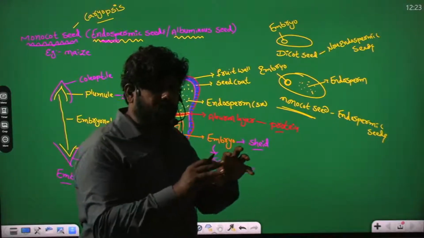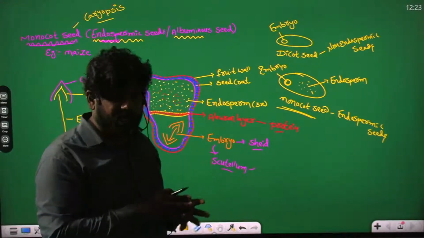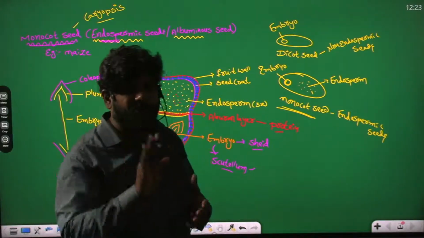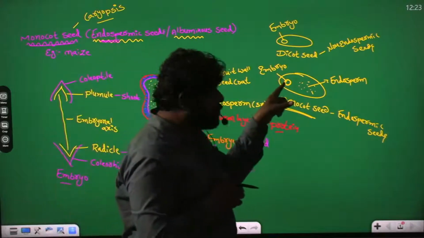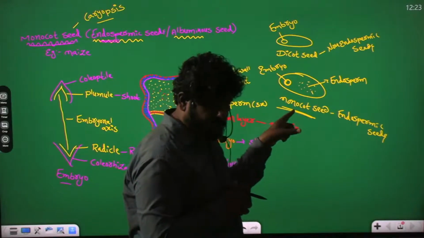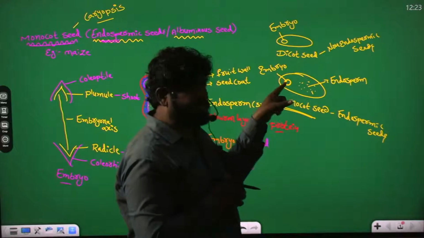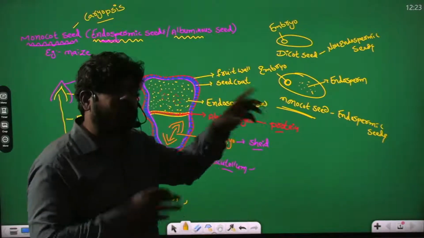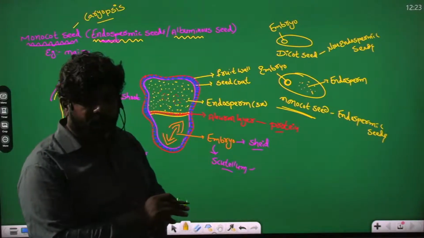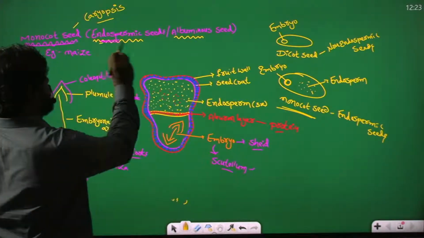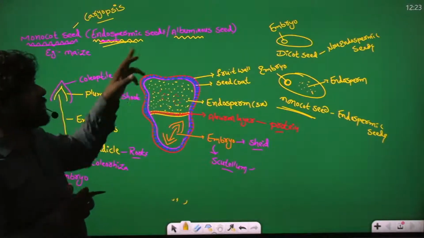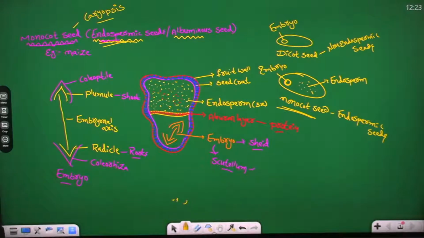Out of 100% of endosperm, 30% is consumed, 70% is remaining; 60% consumed, 40% remaining. So in monocot seed, this embryo incompletely or partially consumes the endosperm. That's why some amount of endosperm is remaining. That's why these monocot seeds are called endospermic seeds, which are also called albuminous seeds.